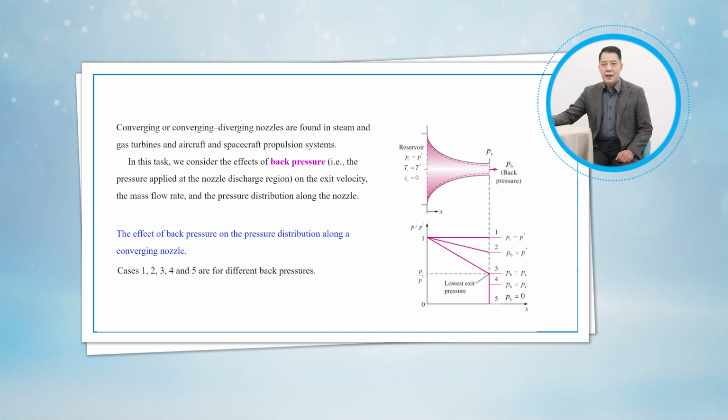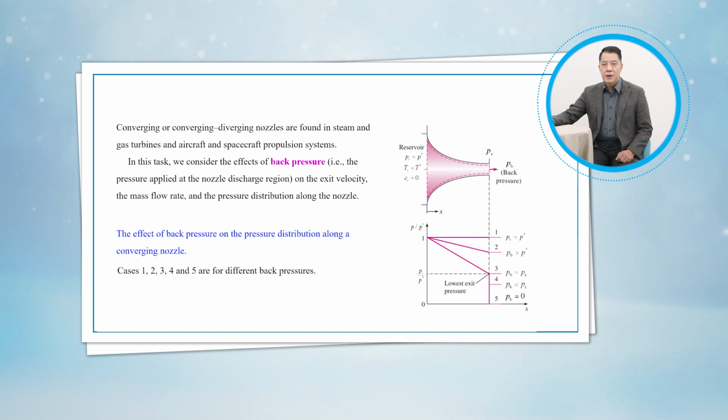Since the flow velocity in the reservoir is zero and the flow through the nozzle is approximated as isentropic, the stagnation pressure and stagnation temperature of the fluid at any cross-section through the nozzle are equal to the reservoir pressure and temperature respectively. Now we begin to reduce the back pressure and observe the resulting effects on the pressure distribution along the length of the nozzle, as shown in the figure.